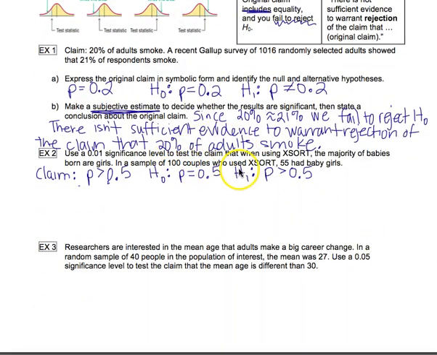They said in a sample of 100 couples who used X sort, 55 had baby girls. So this is a sample, so that value is our N. So N equals 100. Since it says that 55 of them had baby girls, that's giving us our p hat. So p hat is 0.55.